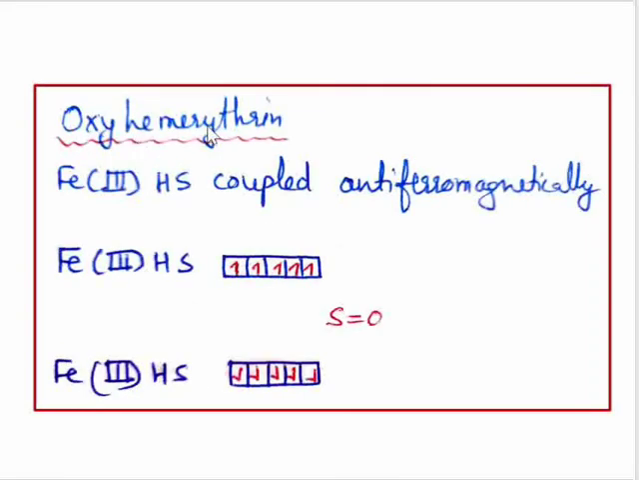If we see oxyhemerythrin, there are two Fe3+ centers, high spin, so again you will find 5 unpaired electrons here and 5 unpaired electrons on the other iron center, but both have opposite spin, so the total S will become 0. So again these two centers are coupled antiferromagnetically. So they do not show any signal in the ESR spectra, although they have unpaired electrons.